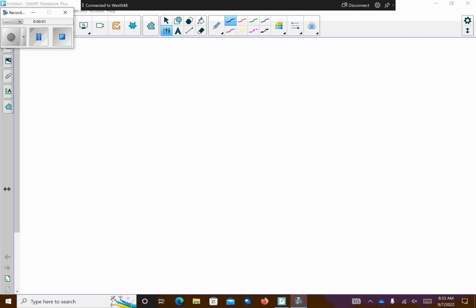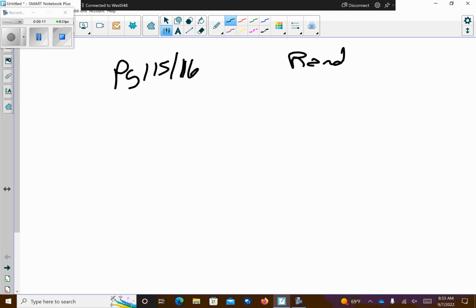So, on problem number 1 on page 115, in order to find the range, not the Randy, it's going to be 11 minus 10.1. So you just come out to 0.9 with the range.